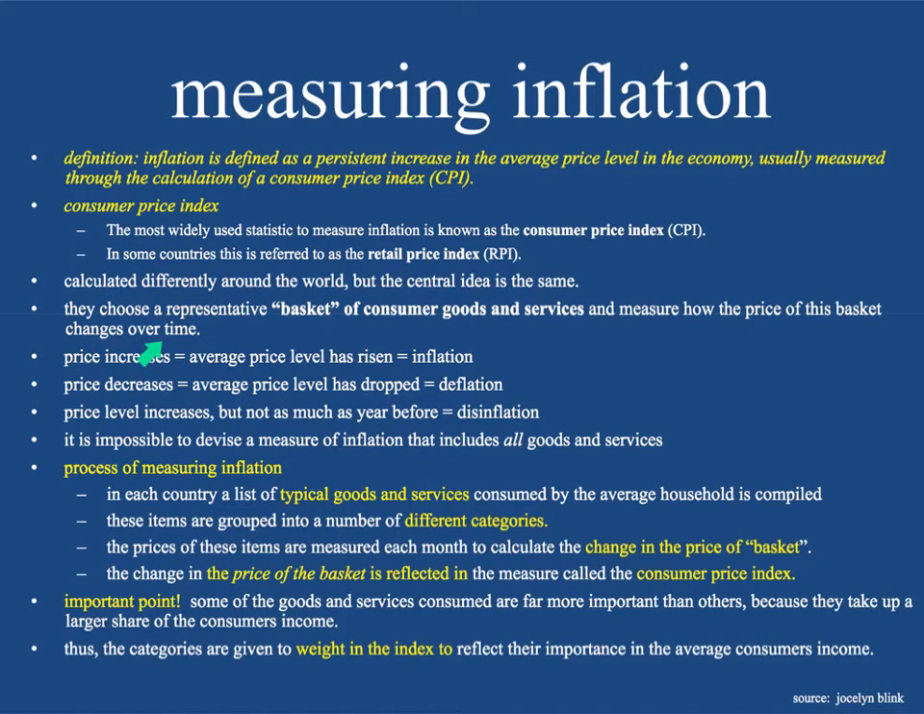Or you add them all up, and all of a sudden you find out that it only costs $98. Whoa, so you have deflation, which means that the average price level of all things is going down. Okay, so in a really simple way, you take that basket. If prices increase, the average price level has risen, you have inflation. If prices decrease, the average price level has dropped, and that equals deflation. If you have price level increases, but not as much as the year before, you have the fancy thing of disinflation.